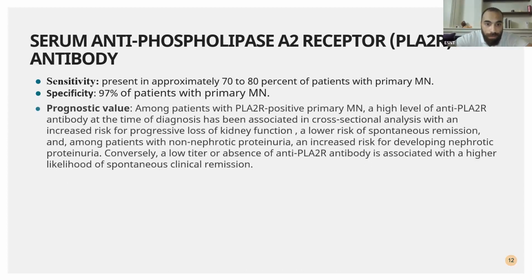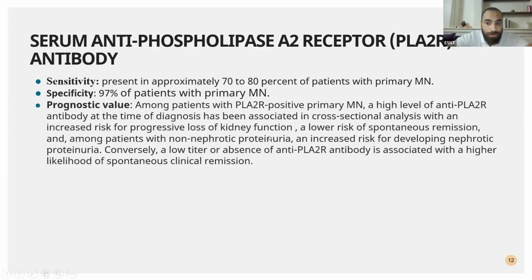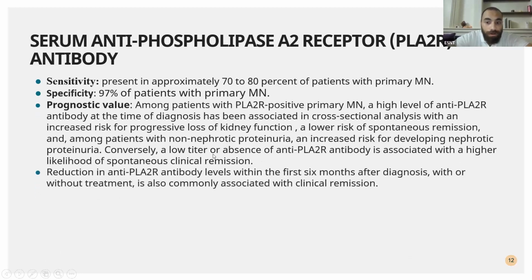And the prognostic factor: a patient with a high level of these antibodies will most probably develop progression to end stage, and they will have a low incidence of spontaneous remission. Also, regarding the treatment, once you start the treatment, you follow the level of antibody in the blood during 6 months; it can give you information about the response.